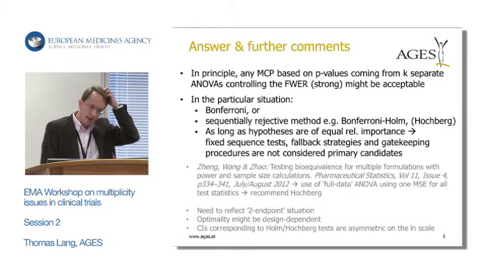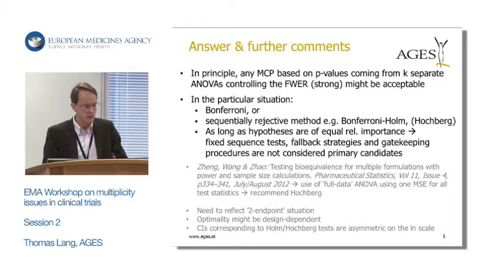Final comments. Of course, and the paper just mentioned here reflects this, we are in a situation where we have a two endpoint situation, which means that if we are talking about optimality of a specific multiplicity correction method, one might be interested also in the correlation between Cmax and AUC parameters. And one of my questions was whether optimality in terms of type 2 error might also be dependent on the design of the bioequivalence trial in general.